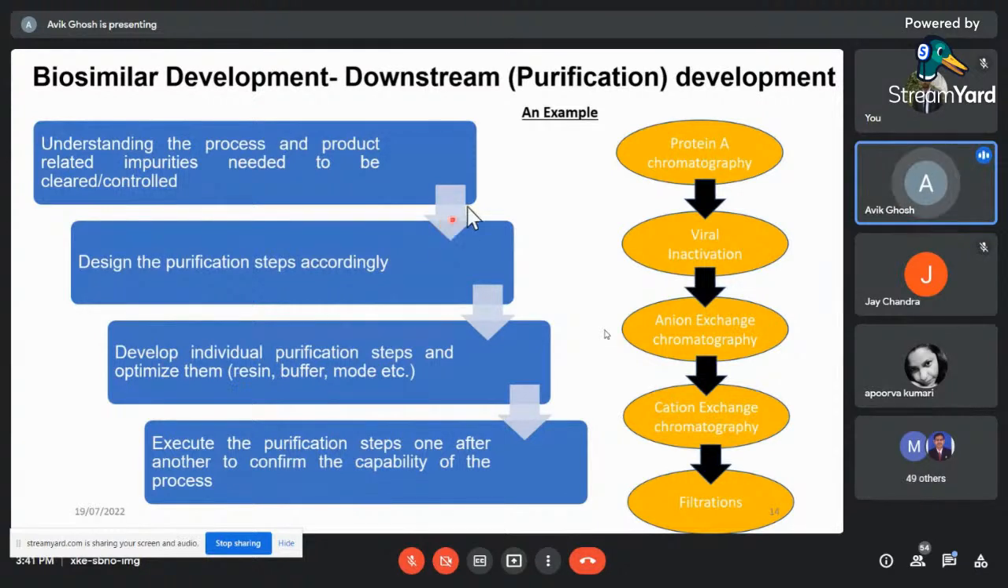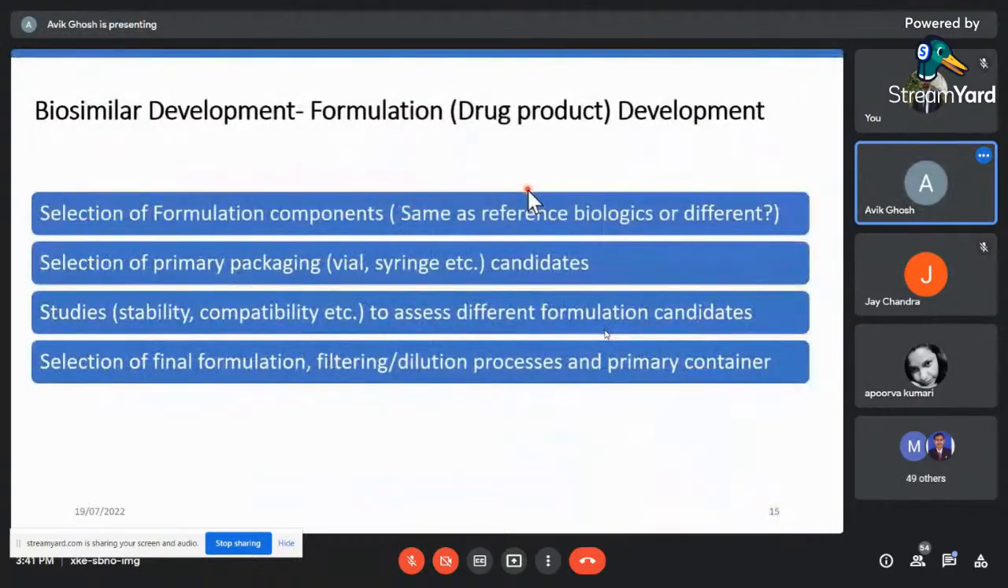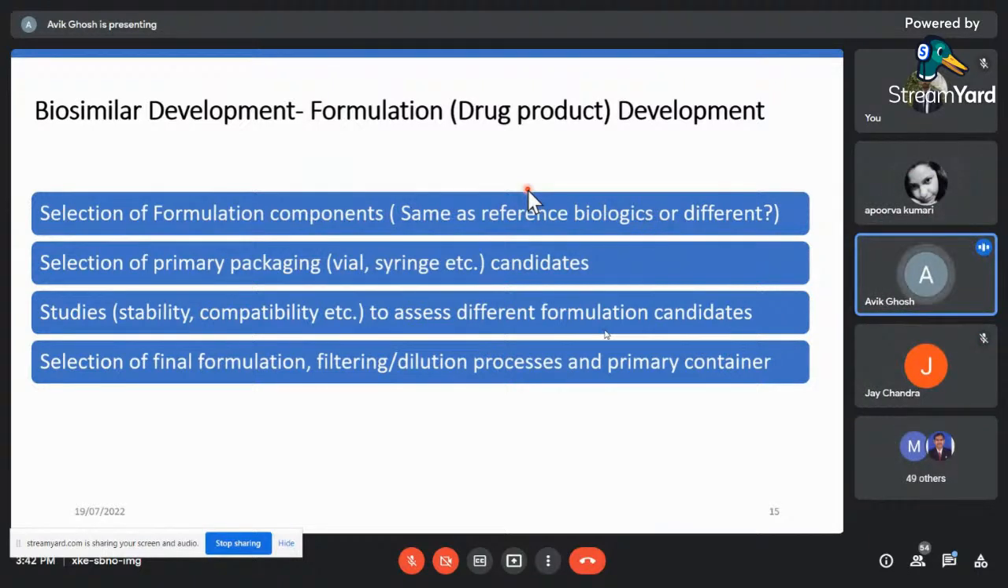The next step is the formulation part. In the formulation part, you need to select the formulation components. These are the buffer components, the pH of the buffer, and the excipients or stabilizers that you need to decide on. Again, if it is the same as the reference biologic, it is relatively easier to show comparability. But many times, these compositions are patented, so the biosimilar organization has to come up with a different formulation, which also should make the product stable.